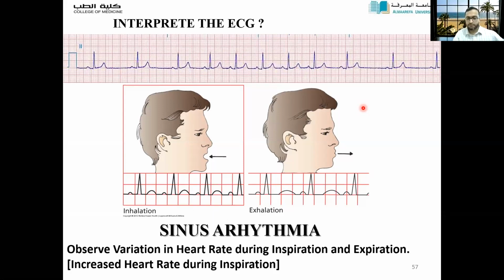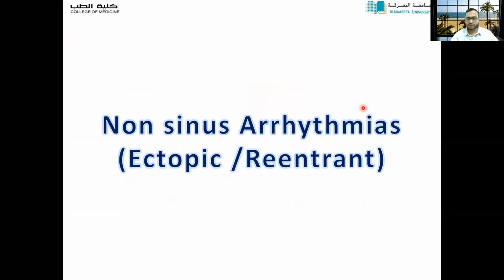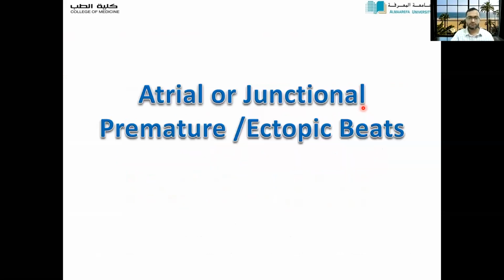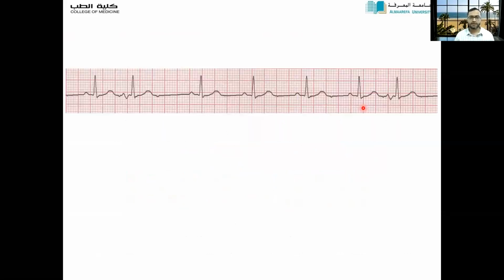Let's take some examples of non-sinus arrhythmia. We have seen too much of non-sinus arrhythmia, so let's take one or two examples, then we'll move further. I cannot discuss much of the arrhythmias. Here is an example of atrial junctional beats. Let's look at the ECG.